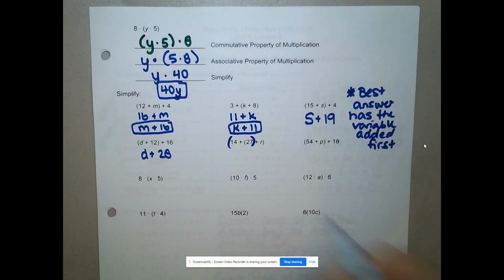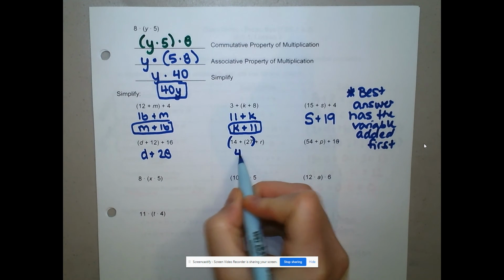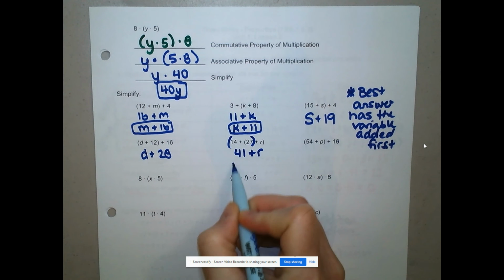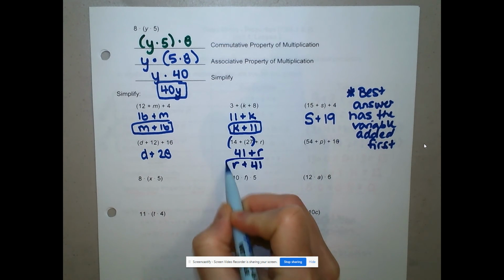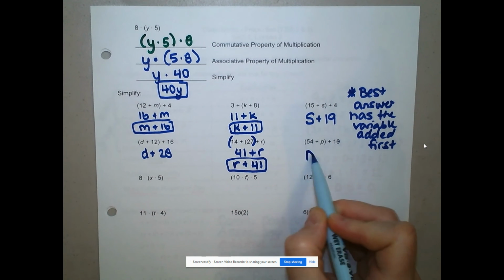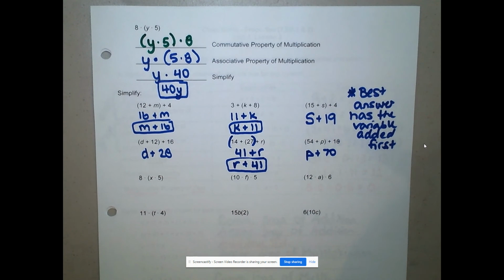So 14 plus 27 would be 41 plus R, and then you notice, oh, well, you did the 41 first. We're going to rewrite it. R plus 41 is the better answer. And then here, same idea. The 54 and the 16 would add up to 70. So P plus 70, P first being the better answer than 70 plus P.